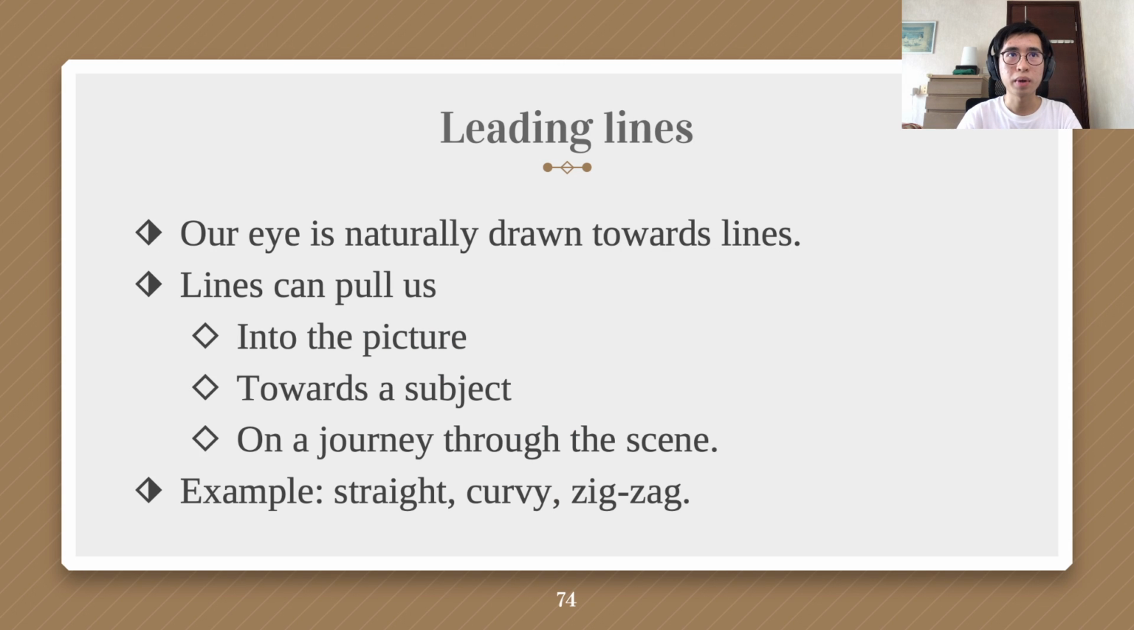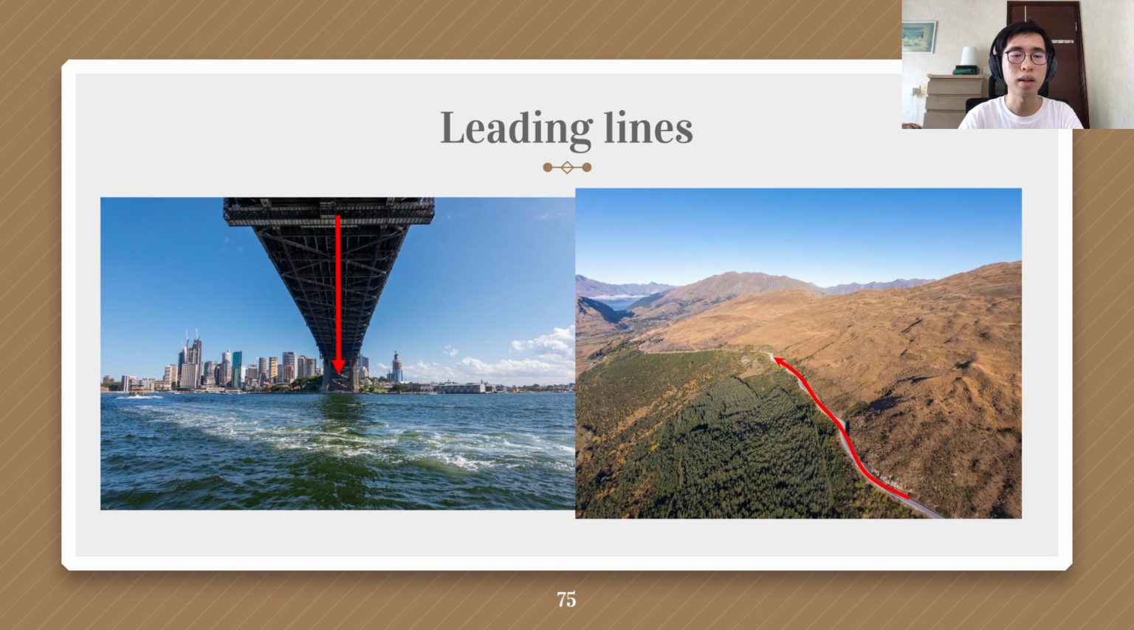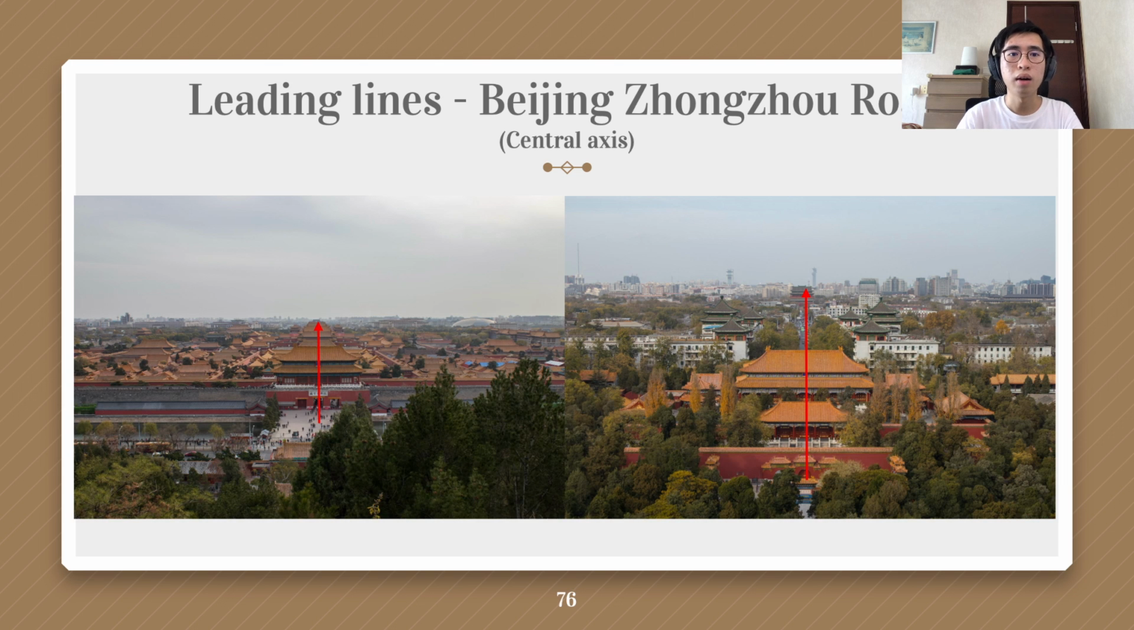Leading lines. Because our eye is naturally drawn towards a line, the lines can lead us into the picture or towards the subject. We'll show you some examples later on. Here you can see on the left picture the Sydney Harbour Bridge just draws our vision towards the CBD. And on the right-hand side, the road is drawing our vision towards the arrow. And it's a bit special for this one, but I just want to talk about it.